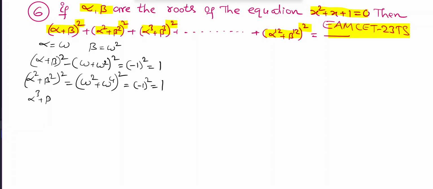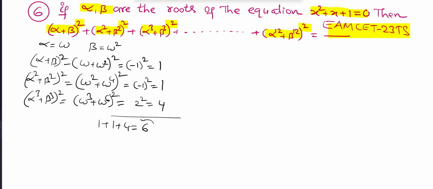Find the third term, (alpha cube plus beta cube) whole square. Alpha cube is omega cube, plus beta cube is (omega square) whole cube. This is omega power 6, whole square. Omega cube is 1, omega power 6 is 1. So 1 plus 1, this is 2 square, that is equal to 4. So the sum of the first three terms is 1 plus 1 plus 4, that is equal to 6.